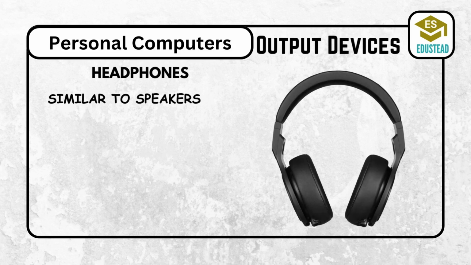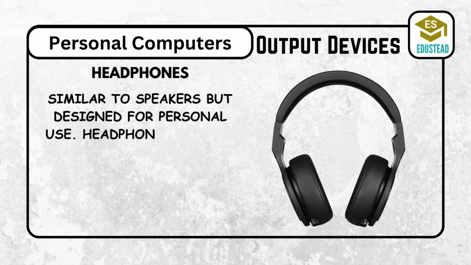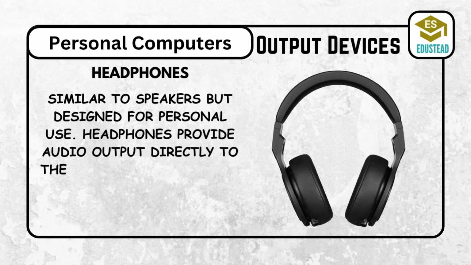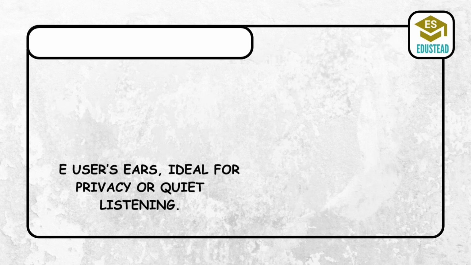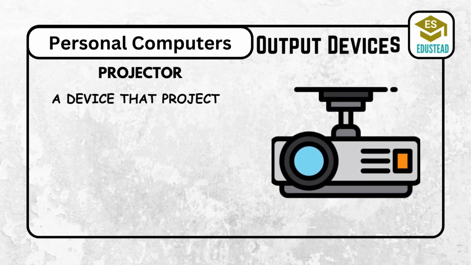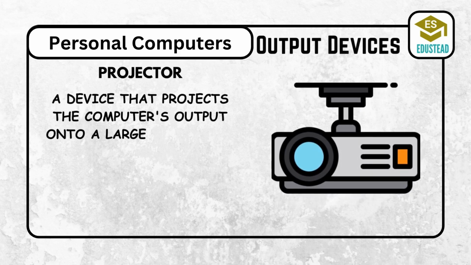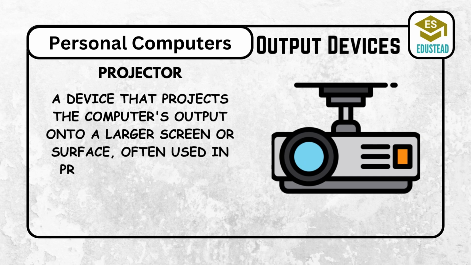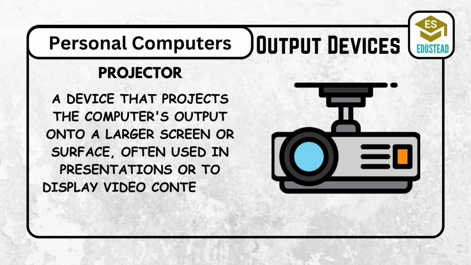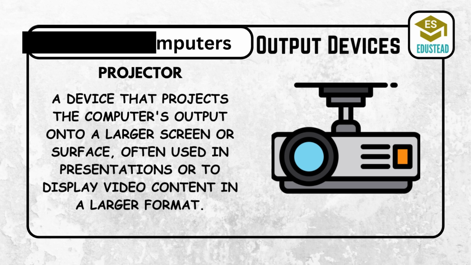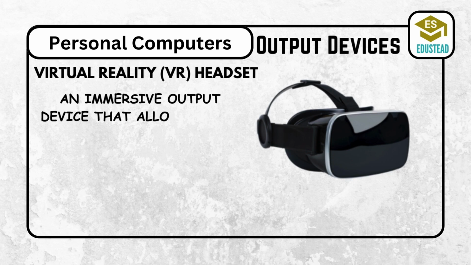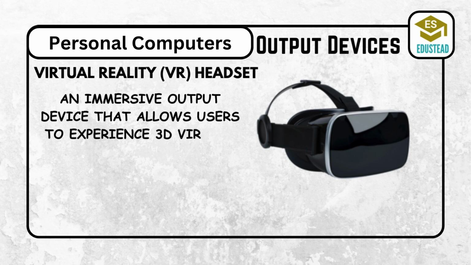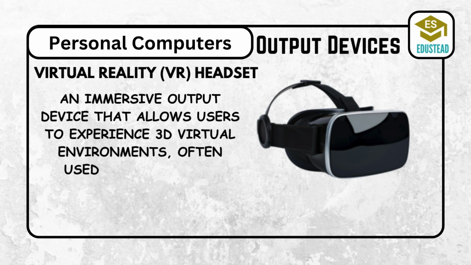Headphones are similar to speakers but designed for personal use. Headphones provide audio output directly to the user's ears, ideal for privacy or quiet listening. Projector is a device that projects the computer's output onto a larger screen or surface, often used in presentations or to display video content in a larger format. Virtual reality (VR) headset is an immersive output device that allows users to experience 3D virtual environments, often used in gaming and simulations.